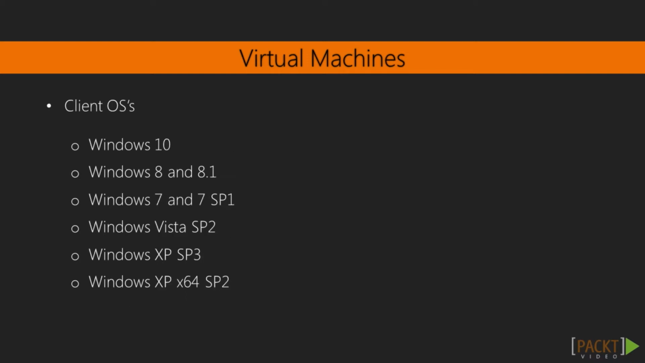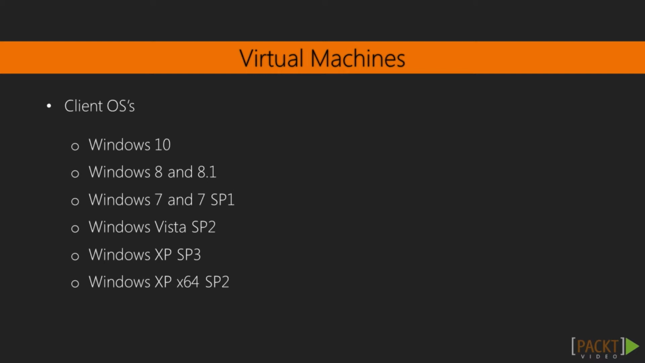Virtual machines can be built to run client operating systems, and the following Microsoft Windows software are supported: Windows 10, Windows 8 and 8.1, Windows 7 and 7 Service Pack 1, Windows Vista Service Pack 2, Windows XP Service Pack 3, Windows XP 64-bit Service Pack 2.